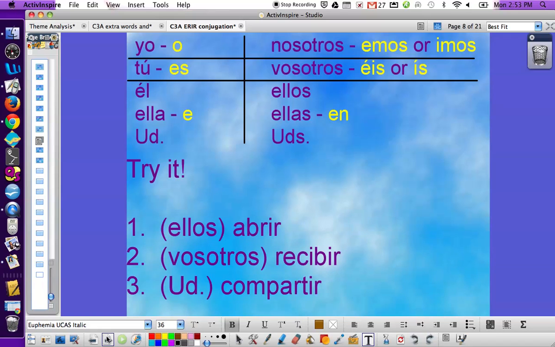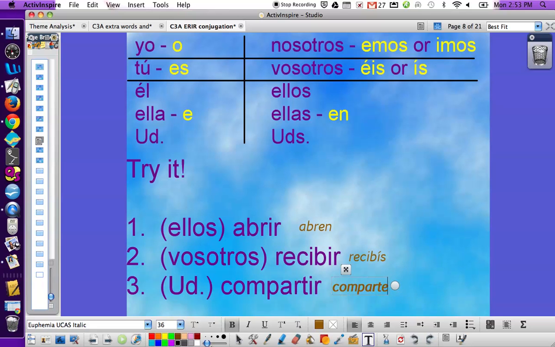Let's try another set. Again, pause it, and when you're ready, hit play. All right, for ellos abrir, I'm going to take off the IR, and I'm going to add EN, and that means they open. Ellos abren. For vosotros recibir, I'm going to take off the IR, and I have to pay attention because it ends in IR. So I'm going to add I with an accent, S. Vosotros recibís. And for usted compartir, you share, I'm going to take off the IR and add an E.